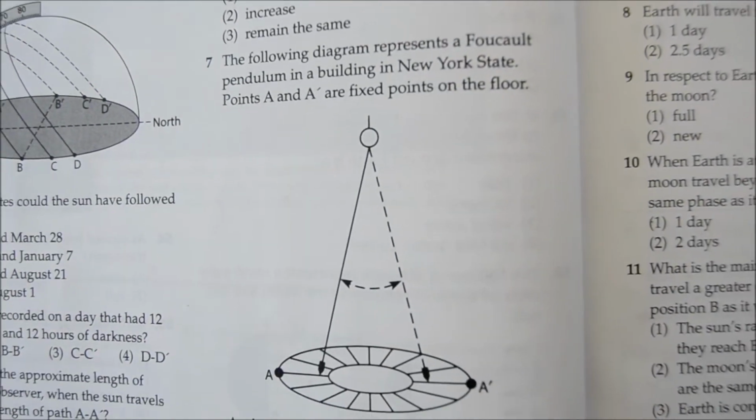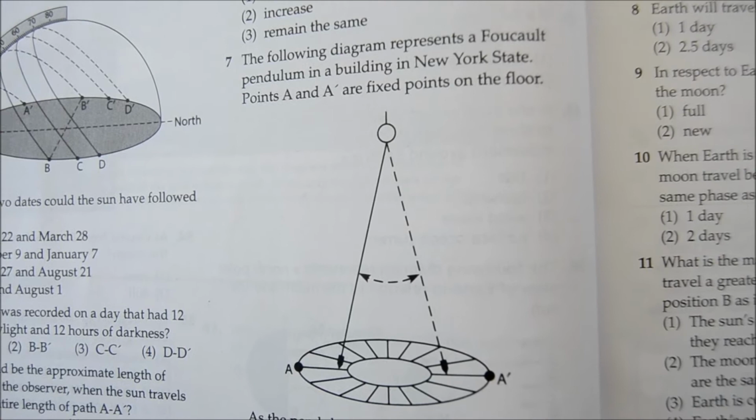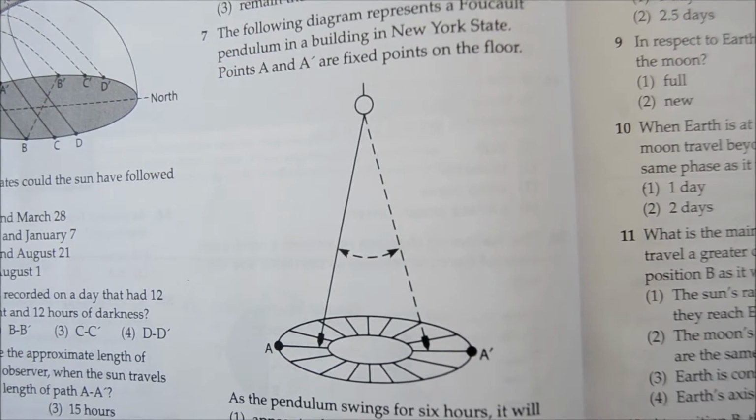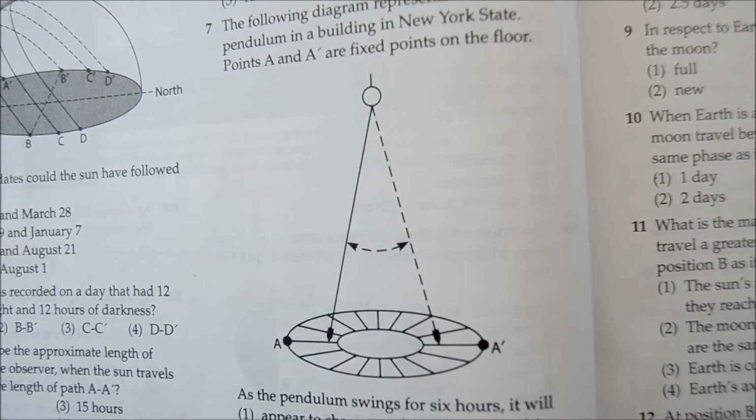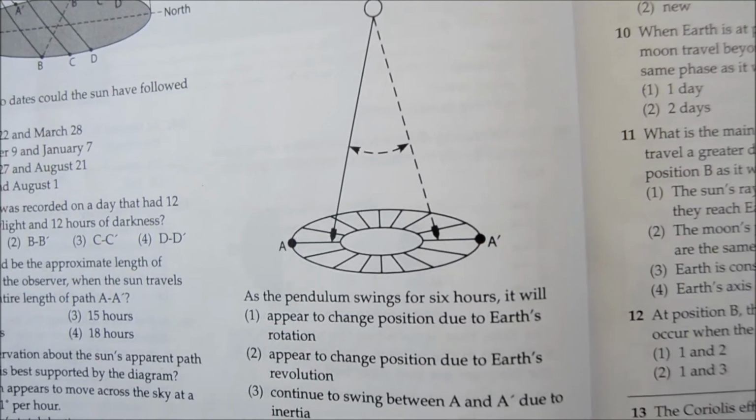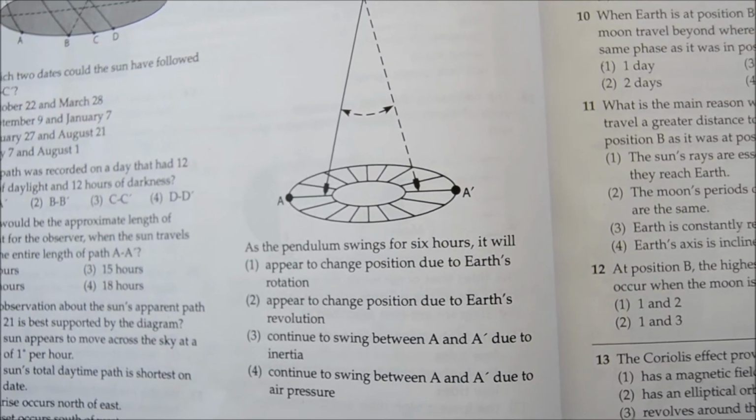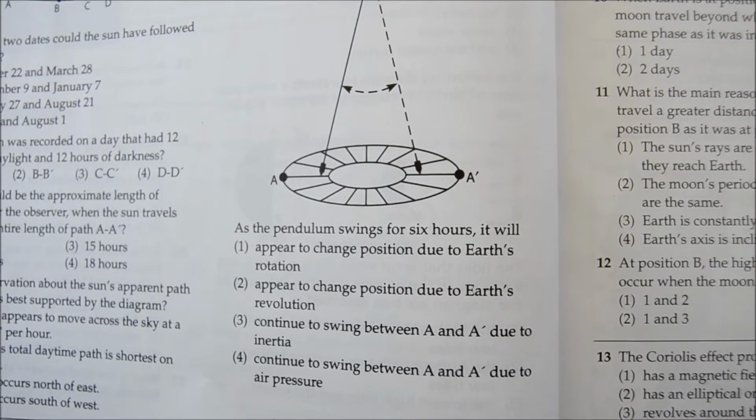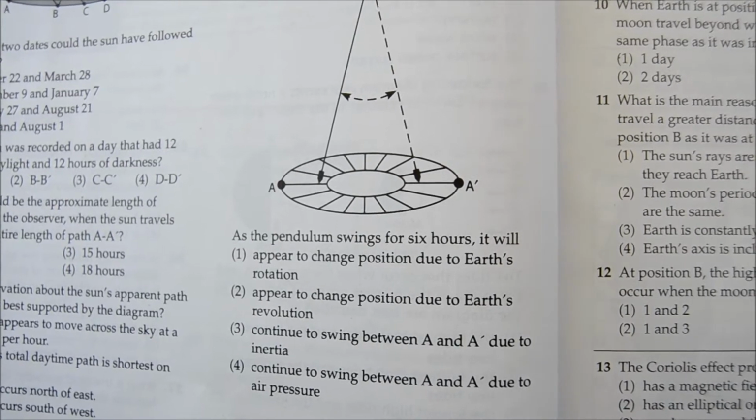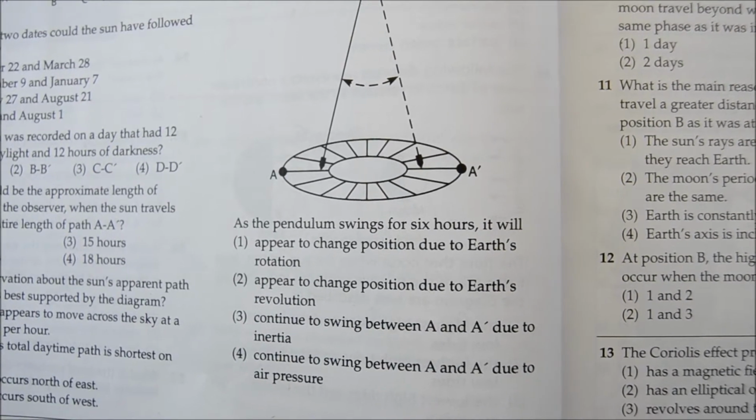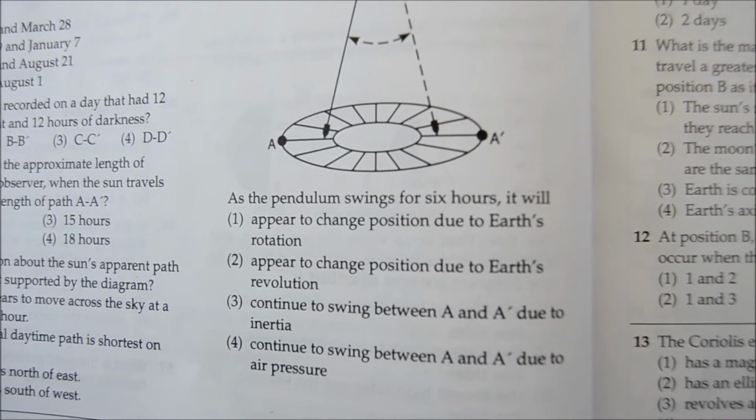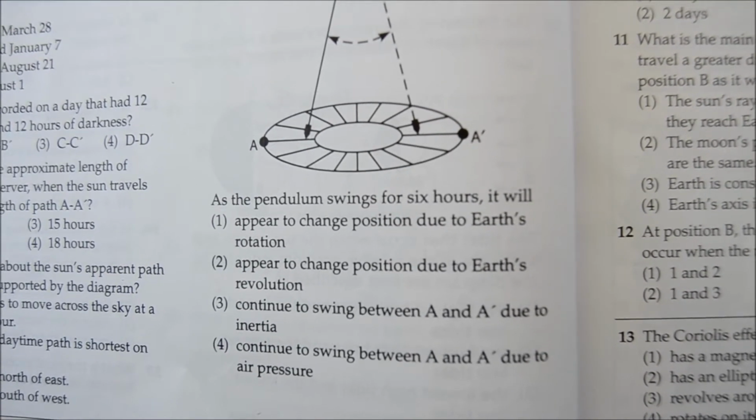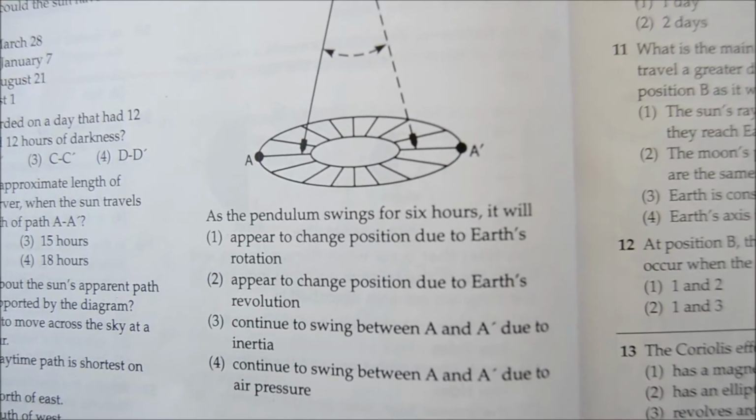Number 7. The following diagram represents Foucault's pendulum in a building in New York State. Points A and A prime are fixed points on the floor. As the pendulum swings for 6 hours, it will, number 1, appear to change position due to the Earth's rotation. This is that video that I recorded for you on the Lazy Susan with the wooden pegs and my keys. The rotation makes it look like it's actually the blocks are being knocked down.